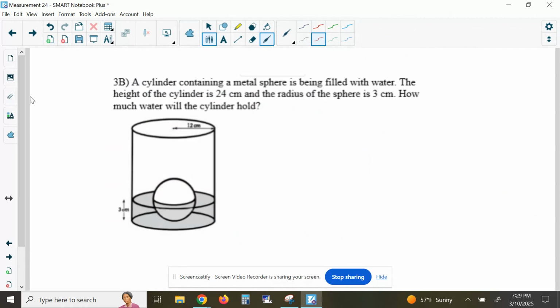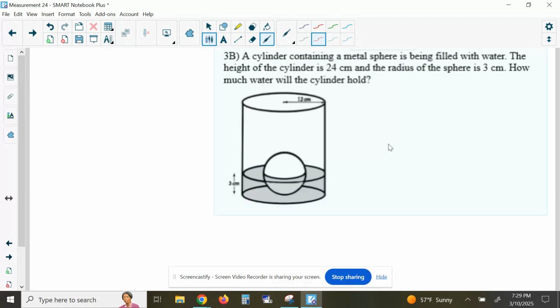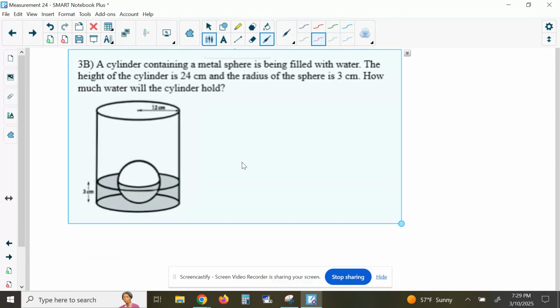And the very last one, let's take a look at it, make sure we don't have any weird things going on. So we have a cylinder containing a metal sphere is being filled with water. The height of the cylinder is 24 centimeters and the radius of the sphere is 3. So you can go ahead and label all your stuff, right? How much water will the cylinder hold?